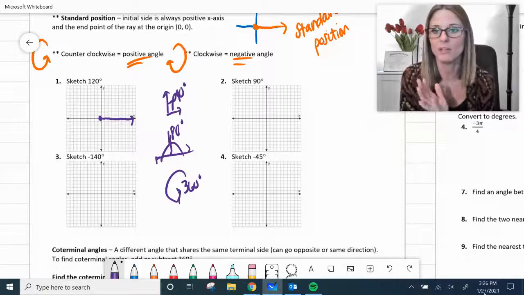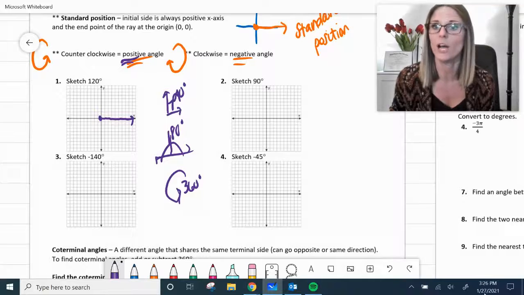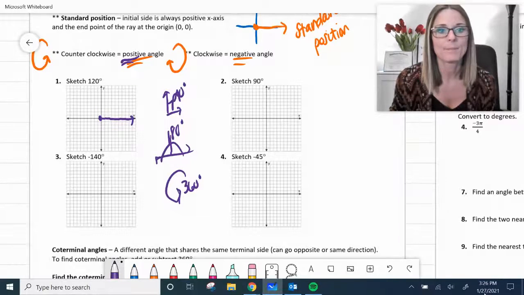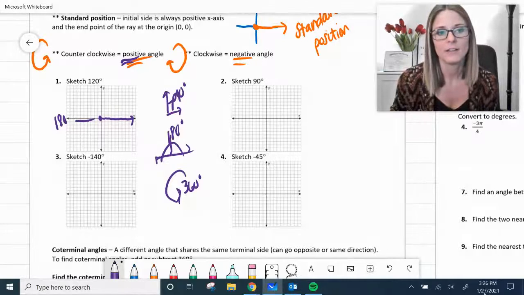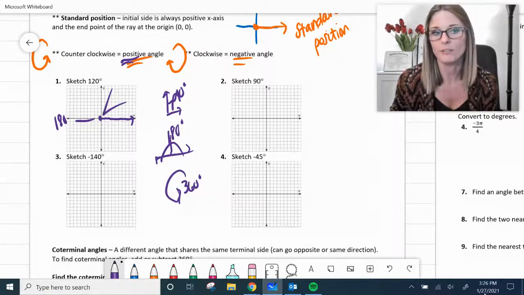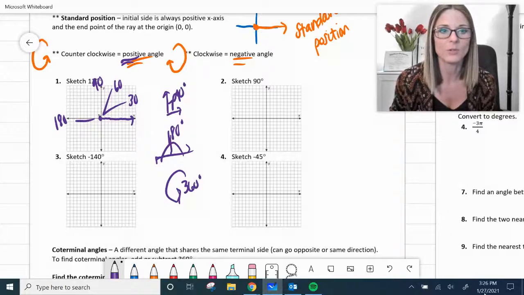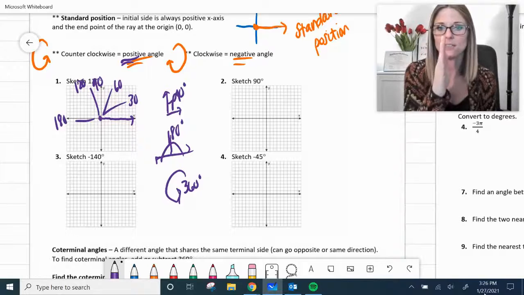So we're going to start here on the positive x-axis and let's sketch 120 degrees. Now I want to be positive, so we're going to go up and over. If this is 90 and another 90 makes 180, that's too much. So let's break down this 90. If I broke it into thirds, and this is all important for later, that's 30, 60, 90. Another third into the next quadrant would be 120. So I had 30, 60, 90, 120.